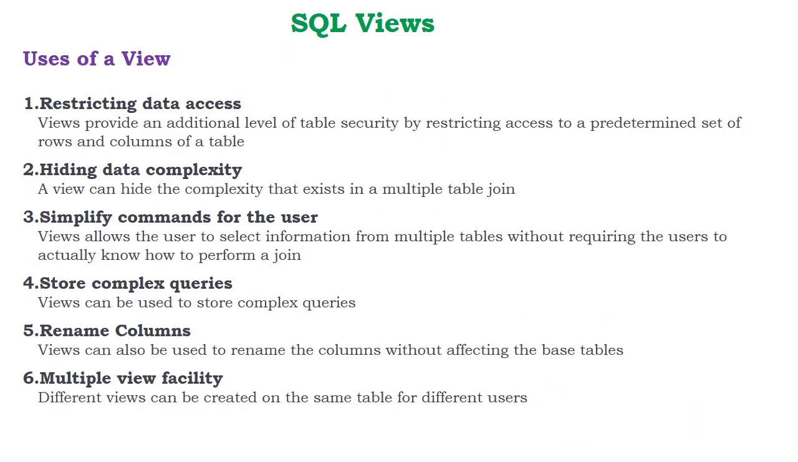And the next one is use of views. Restricting data access. It means the view provides an additional level of table security. Next one is hiding data complexity. It means the view can hide the complexity that exists in a multiple table join. Next one is simplifying the commands for the user. A view allows the user to select information from multiple tables without requiring the user to actually know how to perform the join. And next one is storing complex queries. A view can be used to store complex queries.